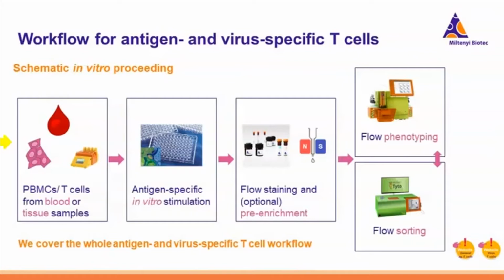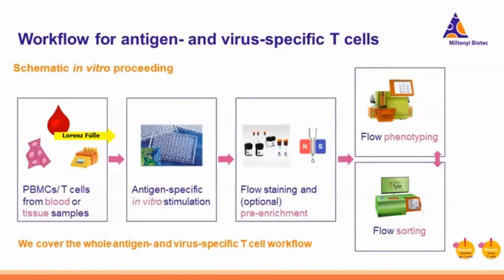Following the isolation, the T cells need to be stimulated with the antigen of interest, for example, our PepTivator peptide pool. For stimulation, it is really important to know that you need antigen-presenting cells to be present, because they present the antigen to the T cells and further activate them. When you work with PBMCs, for example, the antigen-presenting cells are already present within the cell population. However, with isolated T cells from tissues, you need to add the antigen-presenting cells separately.